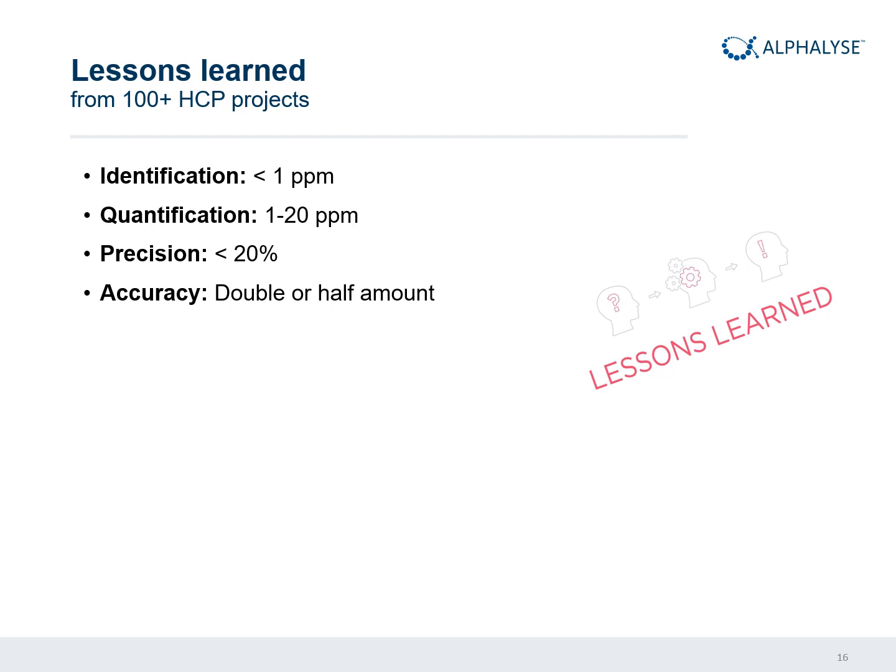As I started saying, we have been running this assay for the last 2.5 years as a service, and we just passed more than 100 projects. What we have learned from these many projects is that when we look at quantification, we are typically able to quantify down to the low ppm level, 1 to 20. It depends a bit on the complexity of the sample. We are sometimes able to identify below 1 ppm, and sometimes it's possible to identify a host cell protein from a single peptide.